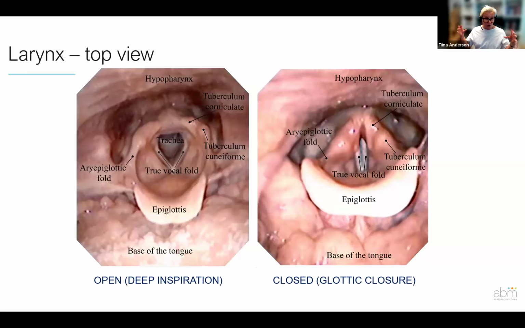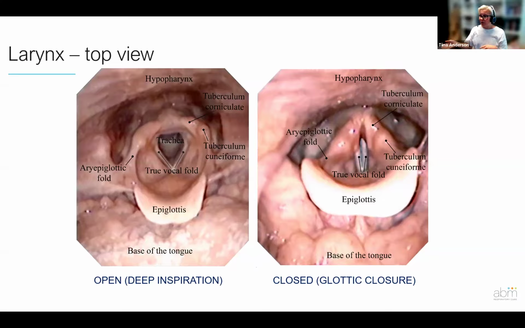This is a photo from the upper airways. We have passed the mouth and come to the pharynx and hypopharynx. At the bottom, we see the base of the tongue, those bumps over there, and then we have the epiglottis. Then you see the trachea in the middle and the true vocal folds around the trachea. Above the true vocal folds, we have supraglottic structures, the aryepiglottic folds, which are quite open when we are having a deep inspiration, like in this scenario on the left.